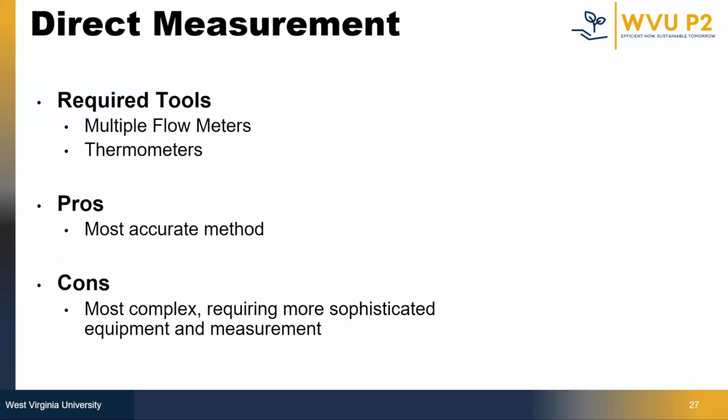Another way to describe this is direct measurement. This approach uses multiple flow meters and thermometers to measure both the energy going into the system and the energy coming out. The big advantage is the accuracy. It's the most precise method we have. However, it comes with challenges. It requires sophisticated equipment, careful installation, and ongoing monitoring, which make it a more complex option compared to other methods.